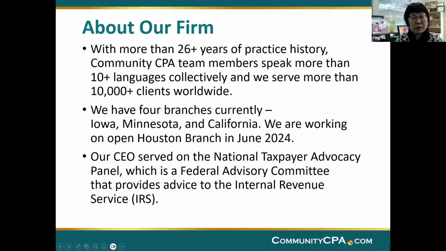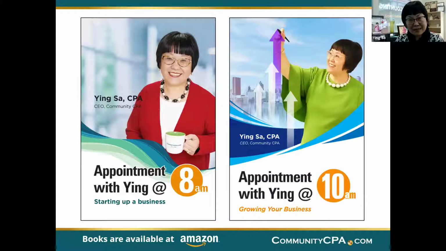And I also wrote these two books. It's on the internet, it's on Amazon. The first book is about how you start a business. The second book is about how you grow your business. And I am writing the third book, which is about expansion. In fact, these books reflect Community CPA's own journey.